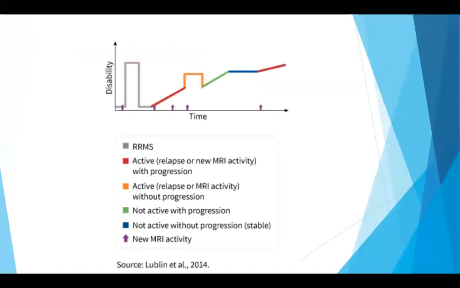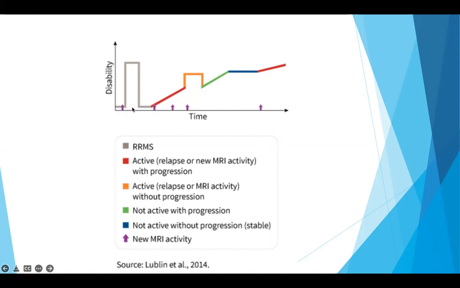To help explain this point a bit better, I extracted this figure from the article by Lublin et al. from 2014, where they tried to depict the progression of those patients with relapse remitting multiple sclerosis, which is 85% of MS patients. So as we can see on this graph, we have time versus disability.